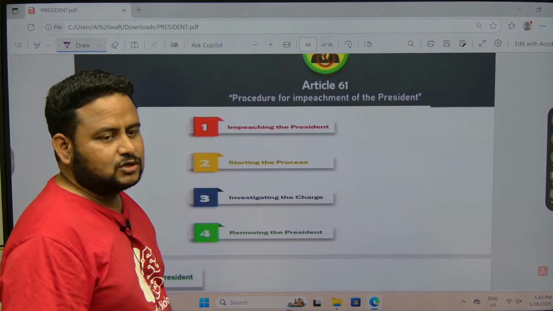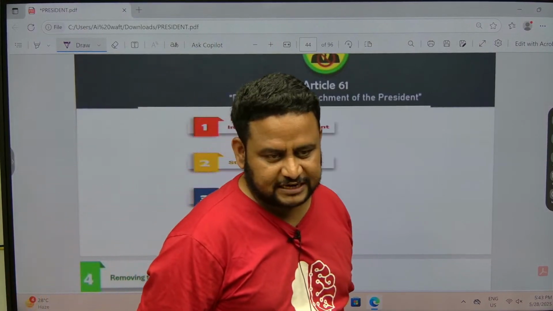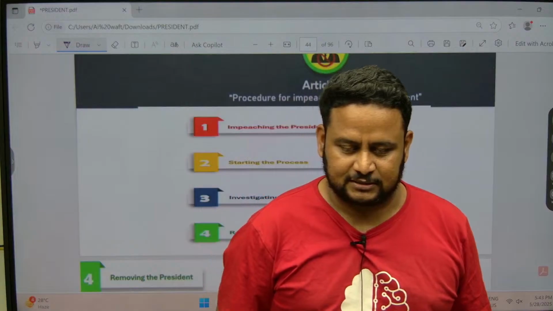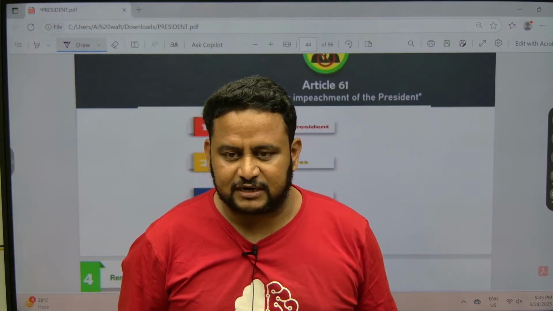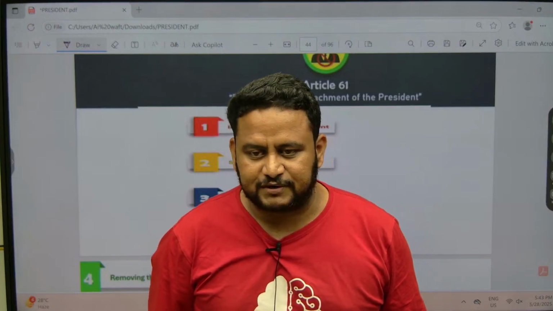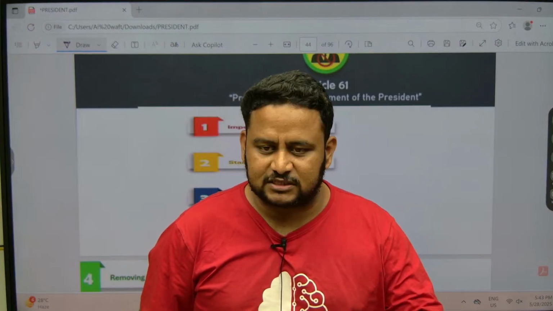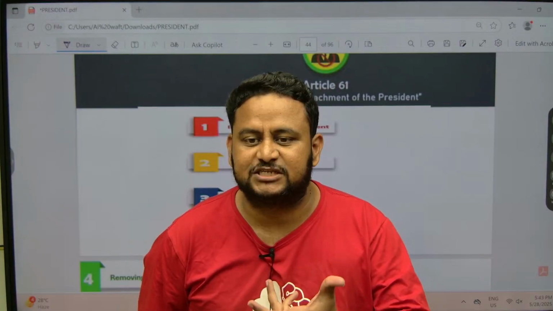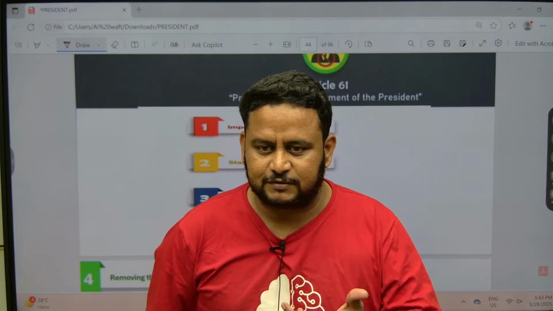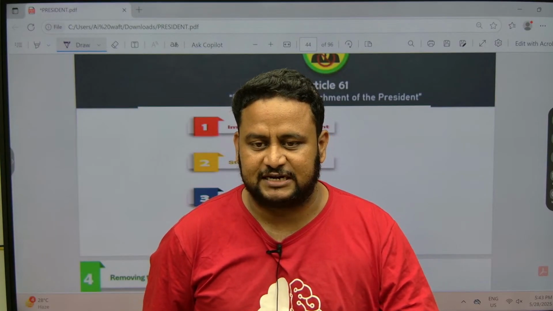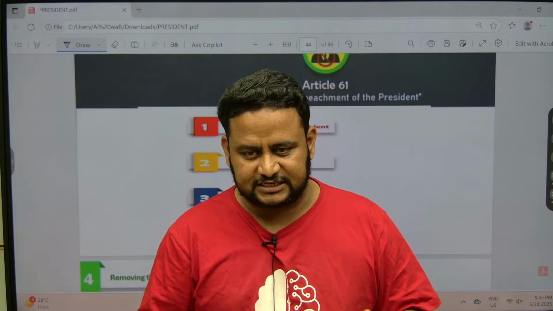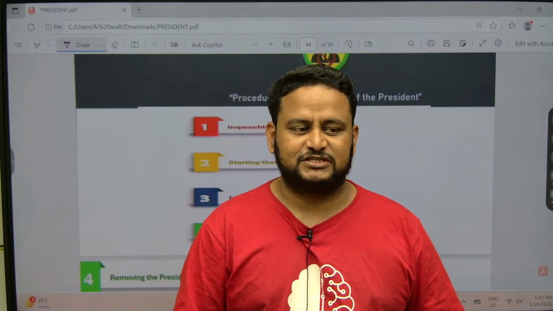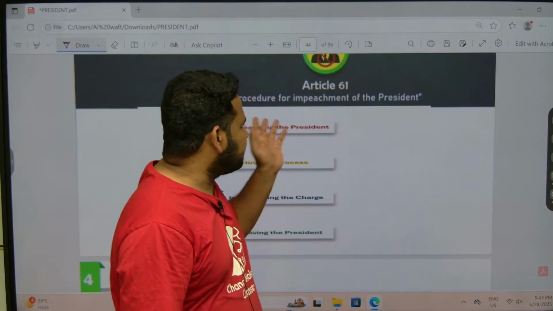Article 61 talks about the removal of the president. That is nothing but the impeachment procedure of the president. So till now we understood the election of the president. Now we have to understand the removal of the president. When we talk about removal of the president, instead of the word removal, we use the word impeachment. This impeachment procedure of the president is taken from which constitution? US Constitution. That's why I told you, in each and every chapter we study, we'll revise previous chapters also.